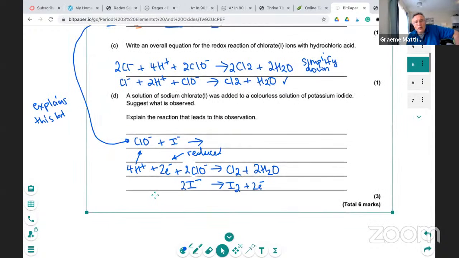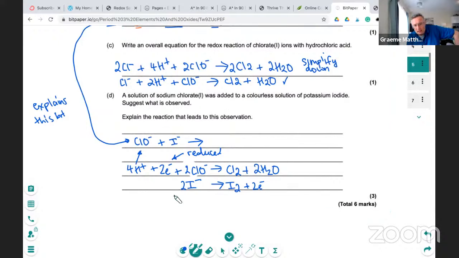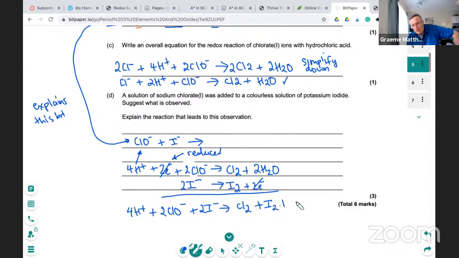Oh, I hit the wrong pen. Oh, they are right. I was trying to draw a line. So what I'm saying is, really quick, things like this: 4H plus and 2ClO minus and 2I minus goes to Cl2 and I2 and 2H2O.